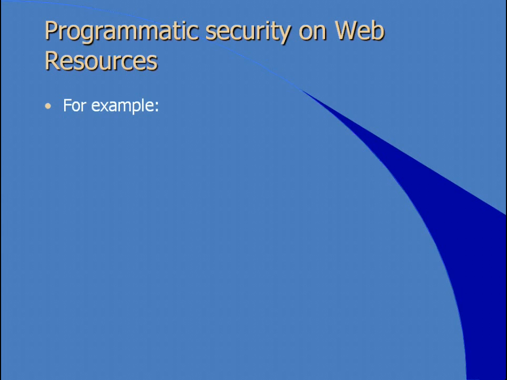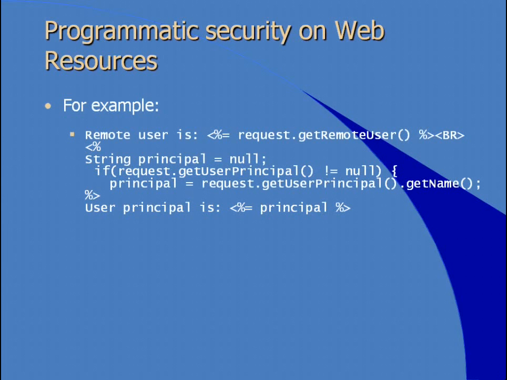So, for example, in JSP code, we might see just this. Notice that getRemoteUser, getUserPrincipal, etc. This is Java code. So we're writing Java expressions and Java scriptlets in our JSP code, but it gives us an idea of how we can determine role membership and write some additional application logic in our application artifacts.